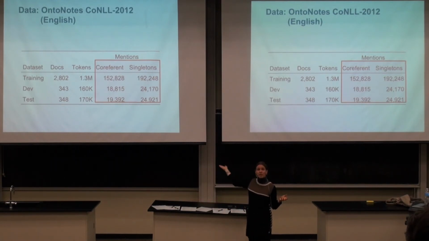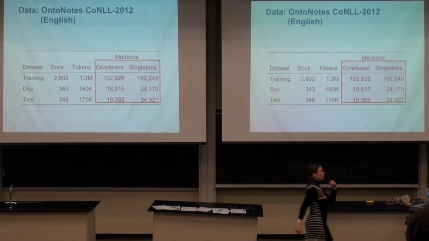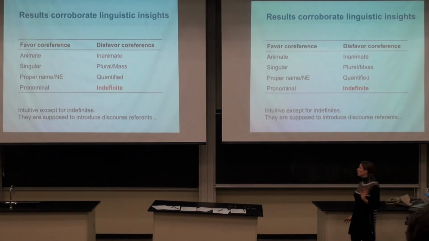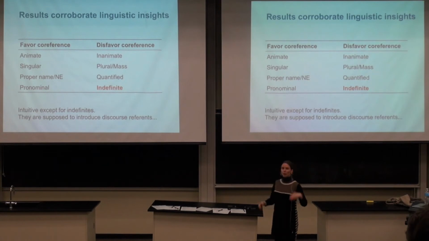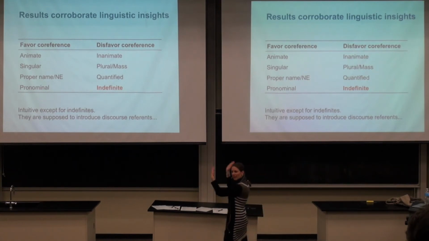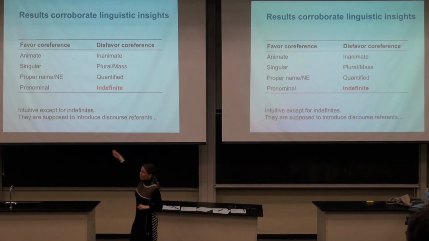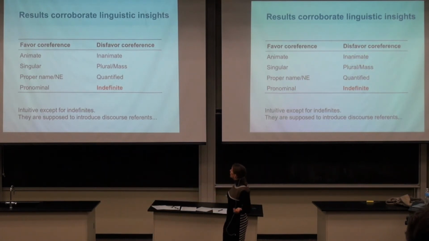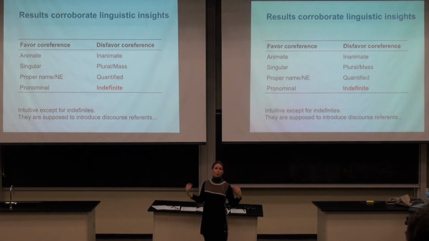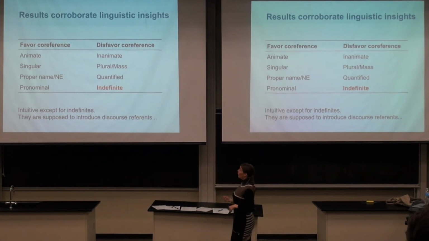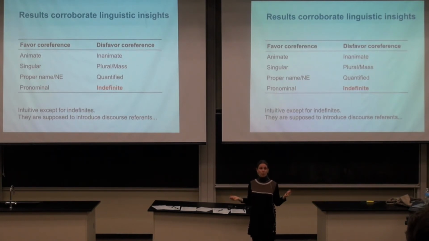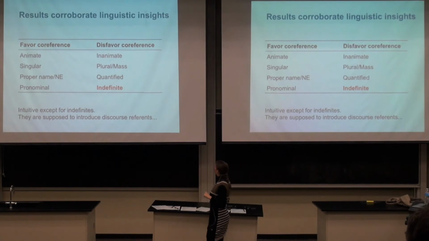So, training this logistic model on the training part, of course, we can then predict what's happening on the dev set. Here I didn't want to give you lots of numbers. So looking at the weights of the different features, I put them in a category as favoring coreference or disfavoring coreference. This is totally intuitive. If you are animate, singular, a proper name or named entity, a pronoun, then usually you favor coreference. You are more likely to be part of a coreferent chain. That's what we get on this big data set.